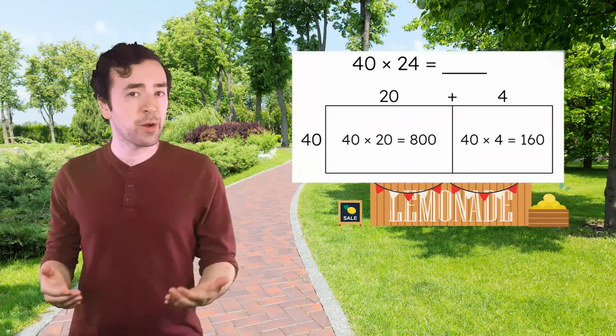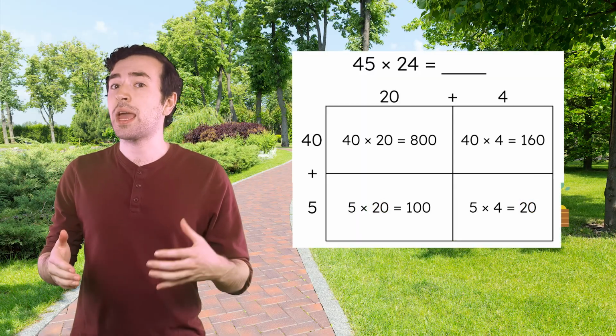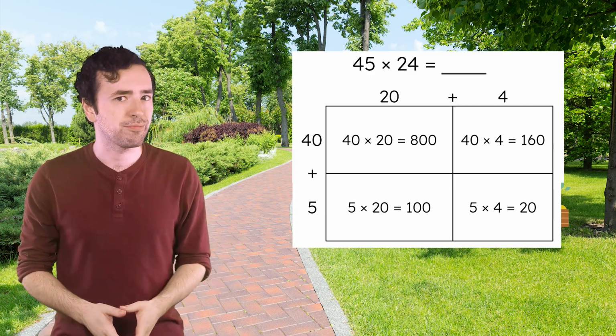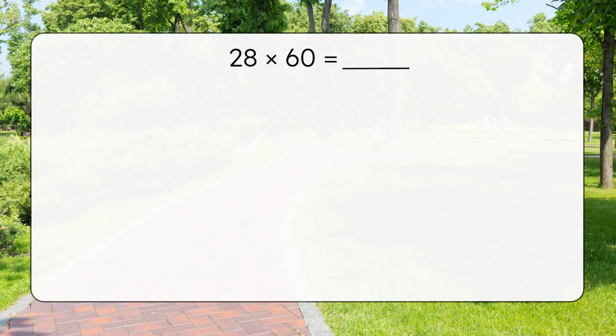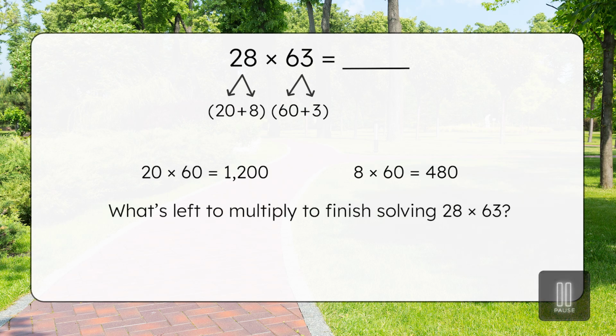Earlier, when we used the area model strategy, we added another row for the ones when 40 became 45. We could do something similar with the partial product strategy. Instead of 60 straws per box, let's say it's 63. 28 is still 20 plus 8, and now for 63, we'll have 60 plus 3. We've already done the work for 20 times 60 and 8 times 60, so what's left to multiply? Pause here to try solving on your own. We'll check it out together when you're done.